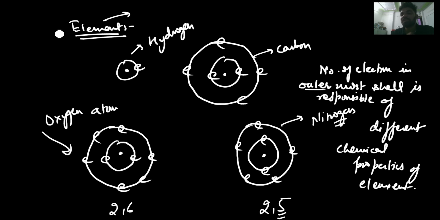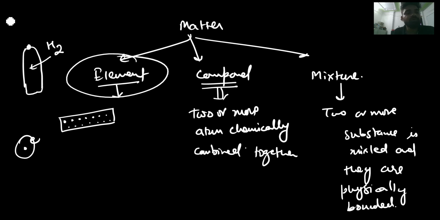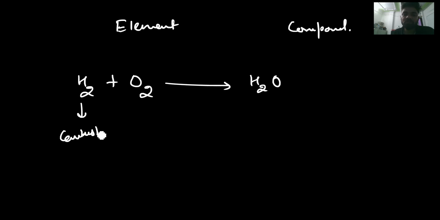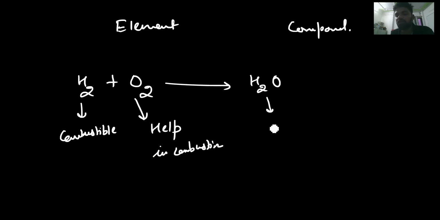Now moving to the next part: elements, and now you know compounds. What is a compound, and what is the difference between compounds and mixtures? Let me explain this first. Hydrogen gas, when chemically combined with oxygen gas, forms water. Hydrogen gas is actually combustible and helps in combustion, but water extinguishes fire.